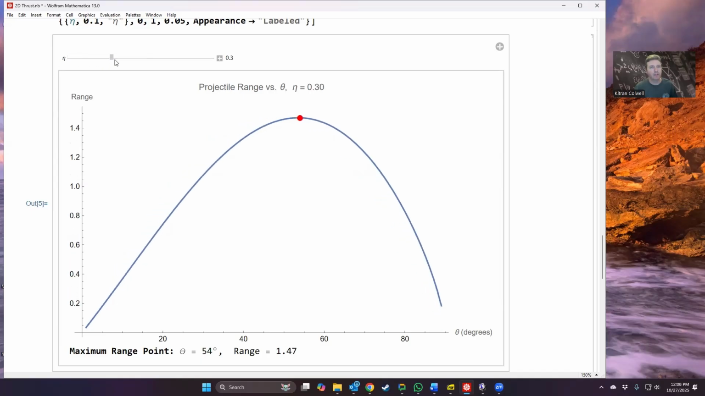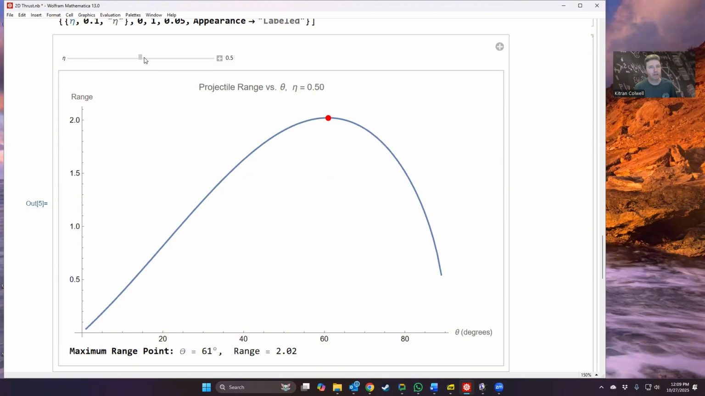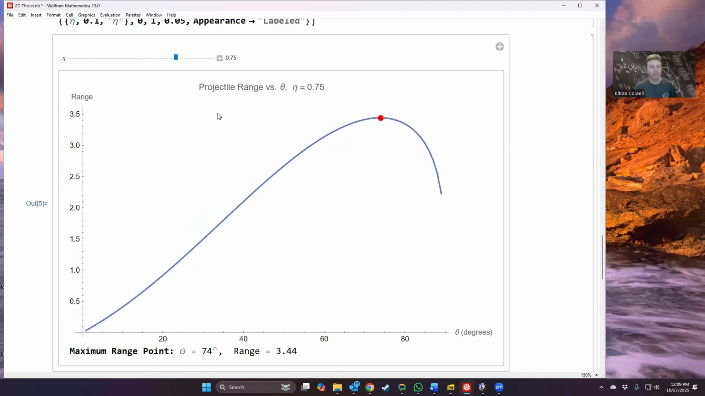As I increase the thrust parameter, though, notice that my maximum range is higher than 1, and it occurs at an angle that's larger than 45 degrees. So for example, at eta equals 0.5, we can see that the angle that maximizes the range is actually closer to 60 degrees or 61 degrees, and it does go a little bit further out. And as I increase that further and further, this shifts further and further to the right. In other words, you're spending more and more time in the air if you launch more vertically. Never mind about gravity. We've got plenty of thrust to keep us high before we turn over.